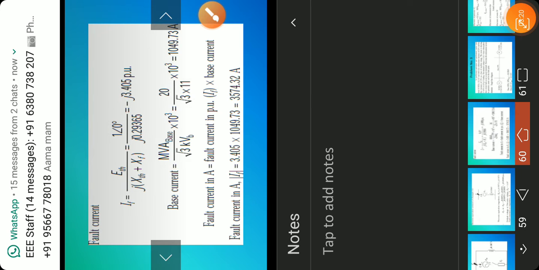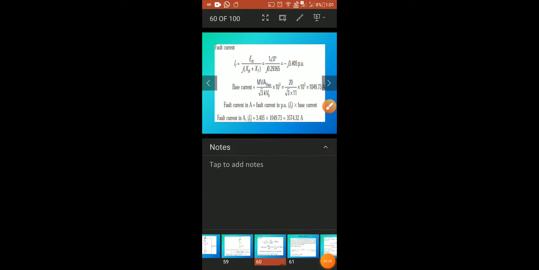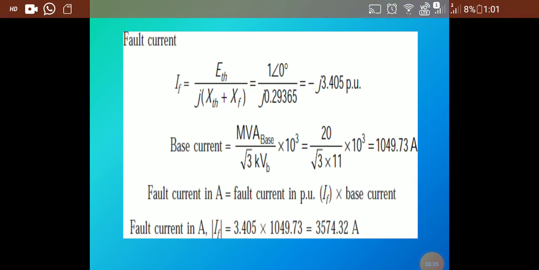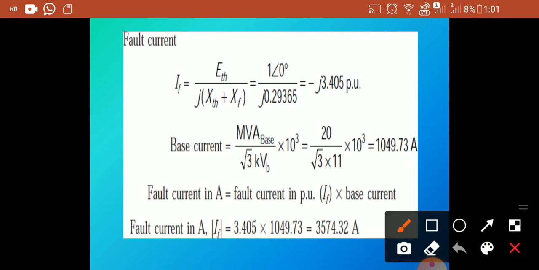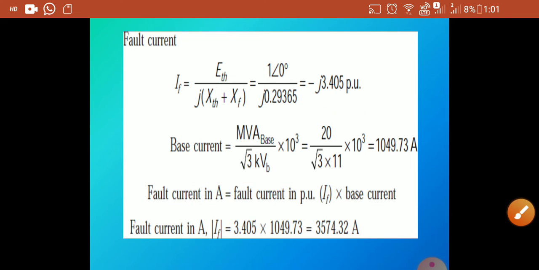Now calculating the fault current value. This one is the fault current formula. After calculating this, we get the IF value here. The base current formula is given. So the total fault current is the base current multiplied by the per unit fault current.